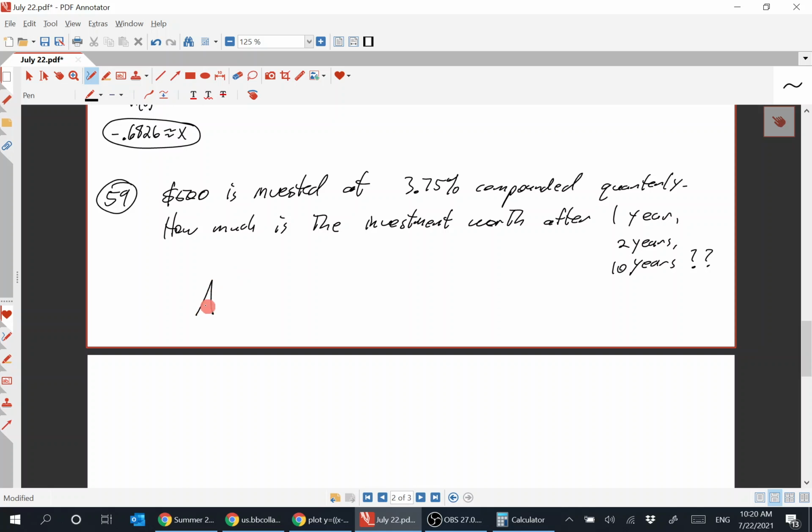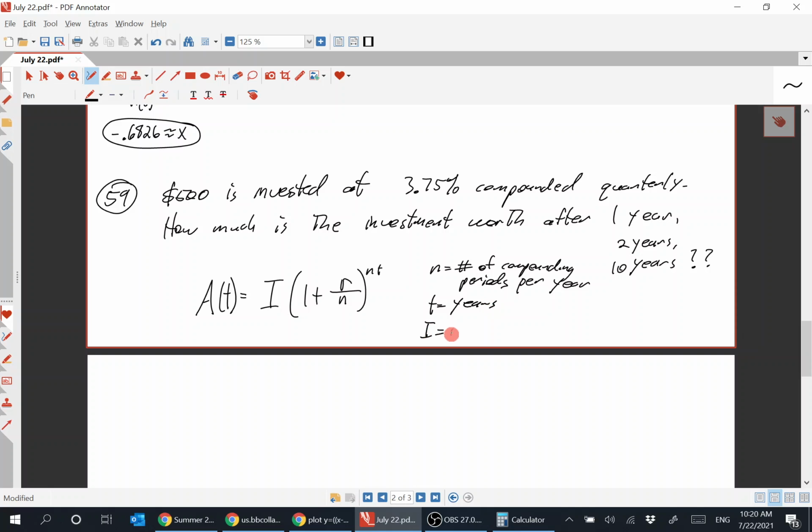So this uses that compounded interest formula, which is an exponential function. I is your initial investment. 1 plus the interest rate as a decimal over the number of compounding periods, to the nt. So n is the number of compounding periods per year, t equals years, I equals initial investment, and r equals interest rate as a decimal. As a decimal number, right?